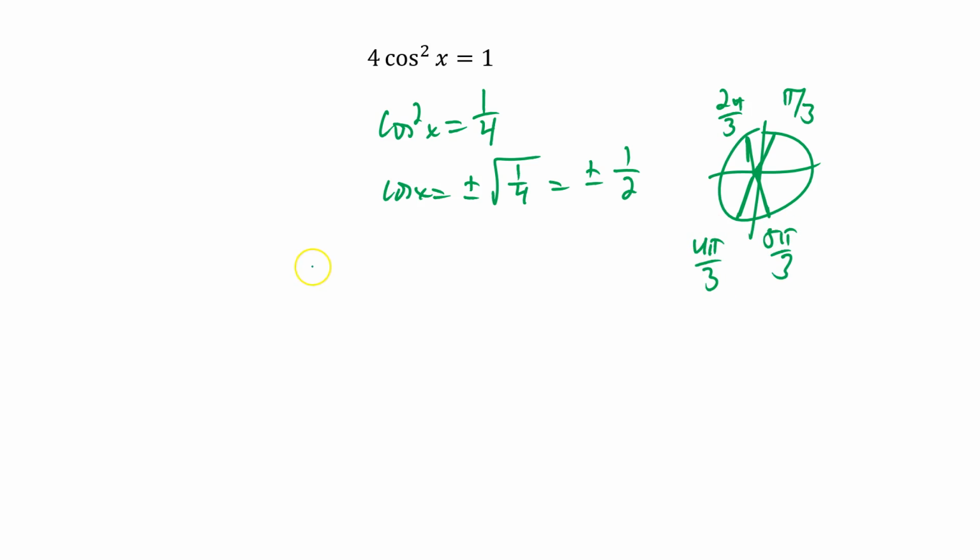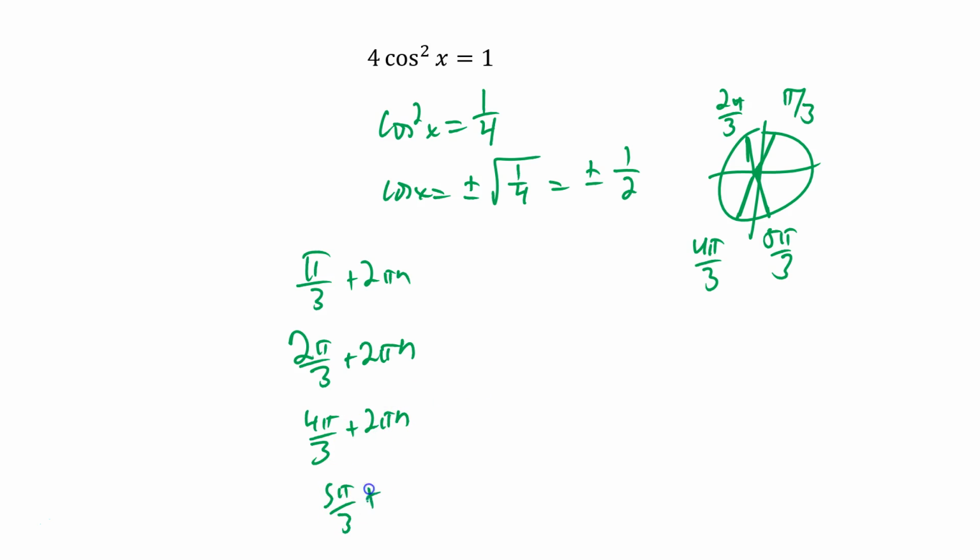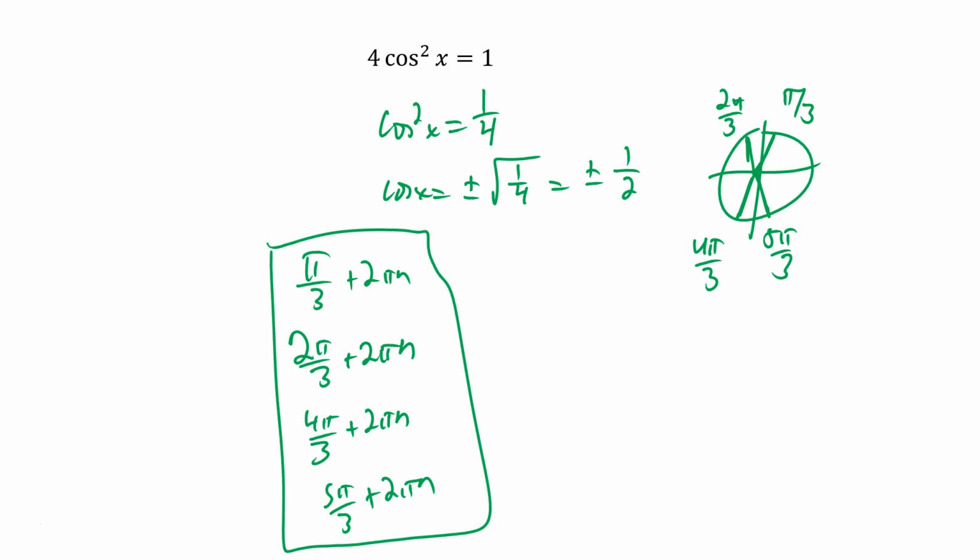We just have to add 2 pi into each one. Pi over 3 plus 2 pi n. 2 pi over 3 plus 2 pi n. 4 pi over 3 plus 2 pi n. And 5 pi over 3 plus 2 pi n. And those are our solutions. So really just finding the spots on the circle. So isolate, find the spots on the circle, throw in a 2 pi n, or if it's tangent or cotangent, a pi n. And that's all you have to do.